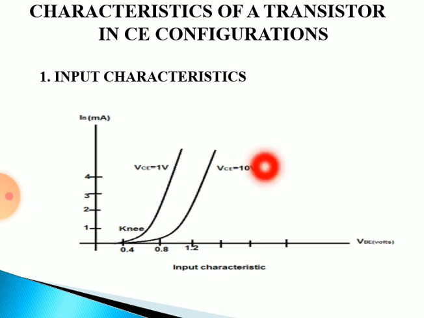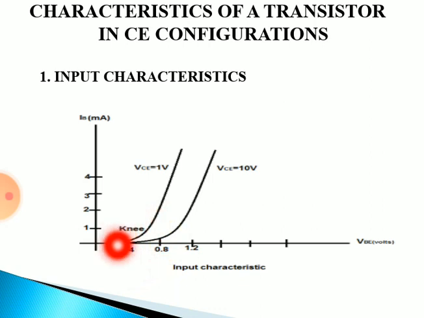And your output characteristics, your output resistance will be high. Next is characteristics of transistor in CE configuration. So here the input is IB versus VBE by keeping VCE constant. Here also your current is almost 0 until it reaches your knee voltage, that is 0.5 volt for silicon and 0.1 volt for germanium.